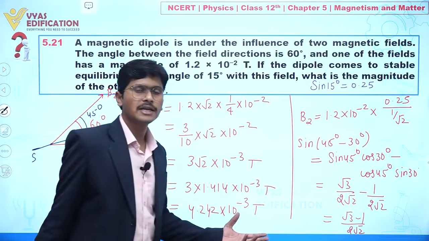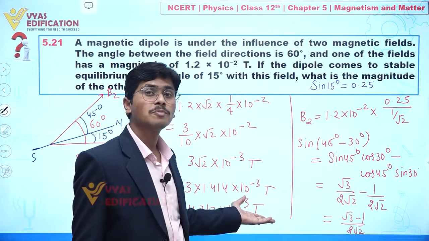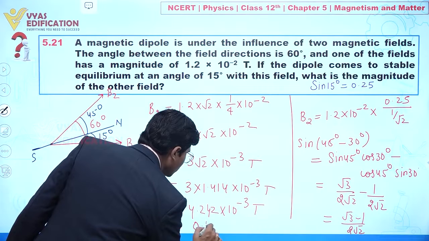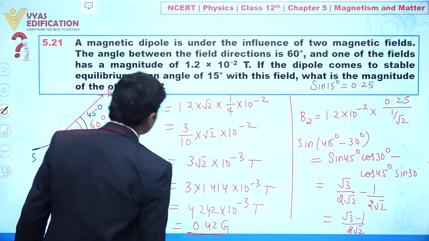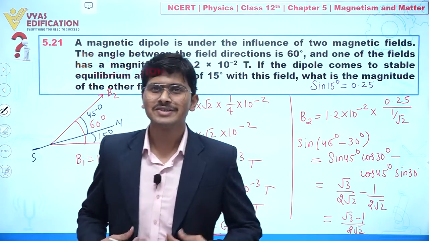You can convert into Gauss also, because 10 to the power minus 4 Tesla equals 1 Gauss. So from here this is 42.42 G. This is the value of B2. So this is all about this question. Clear to everyone?